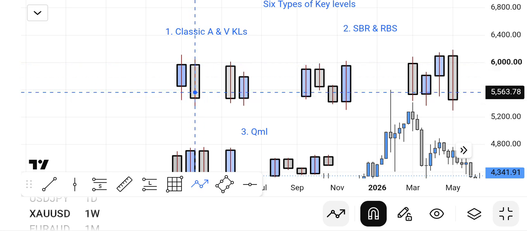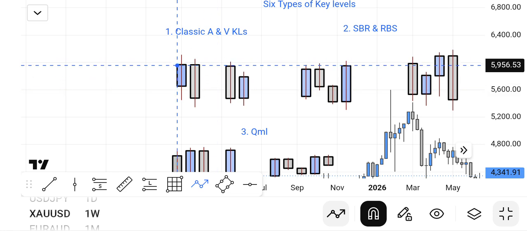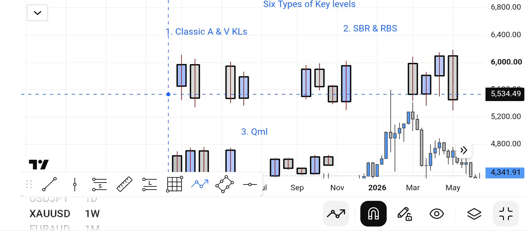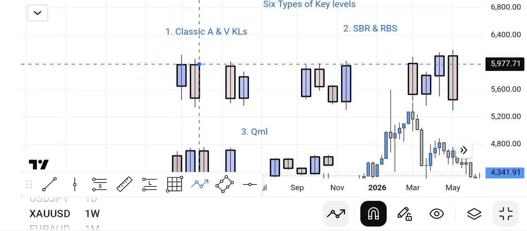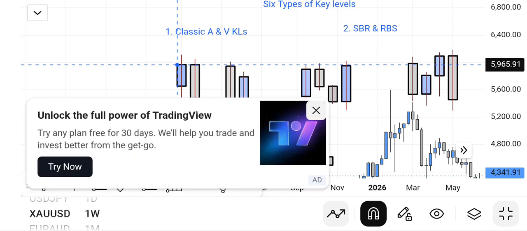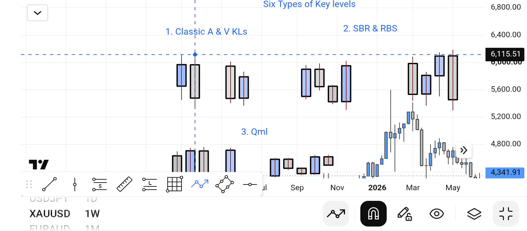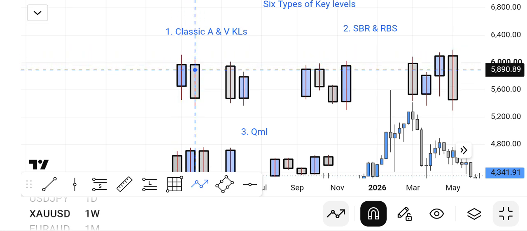Now, what makes a key level a key level? A key level needs to have two candles. The opening price and the closing price of these align. That's what makes it a key level. If there is only this candle here, and this second candle is still forming, this is not a key level. We don't call it a key level until the second candle is closed.